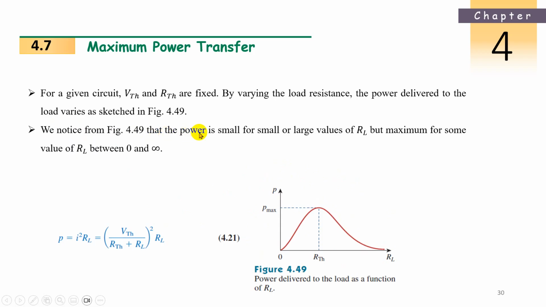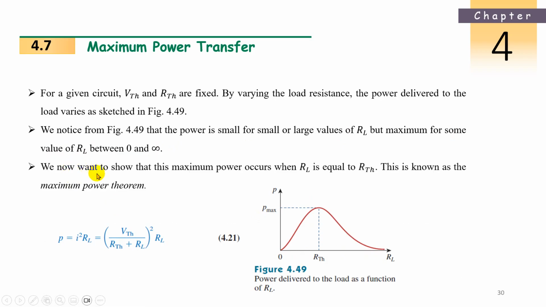Now we notice that the power is small for small or large values of RL, but maximum for some value of RL between 0 and infinity. Now we want to show that this maximum power occurs when RL is equal to R Thevenin. This is known as the maximum power theorem. When R Thevenin is equal to RL, only then is the power maximum. So this is also called the maximum power transfer theorem.